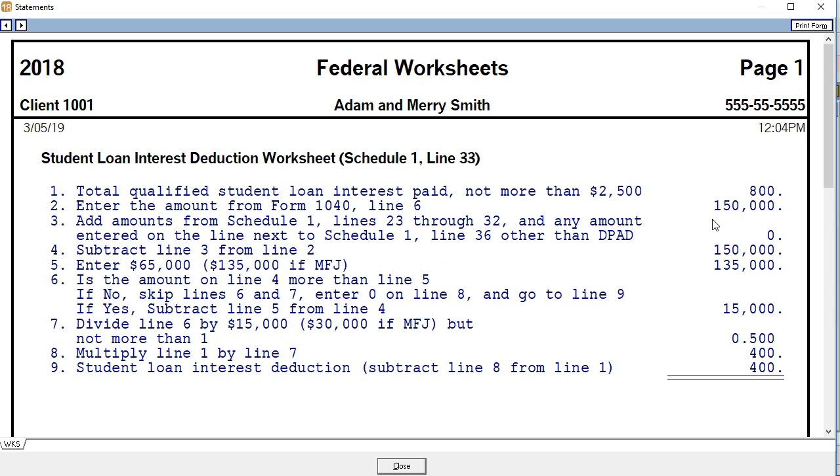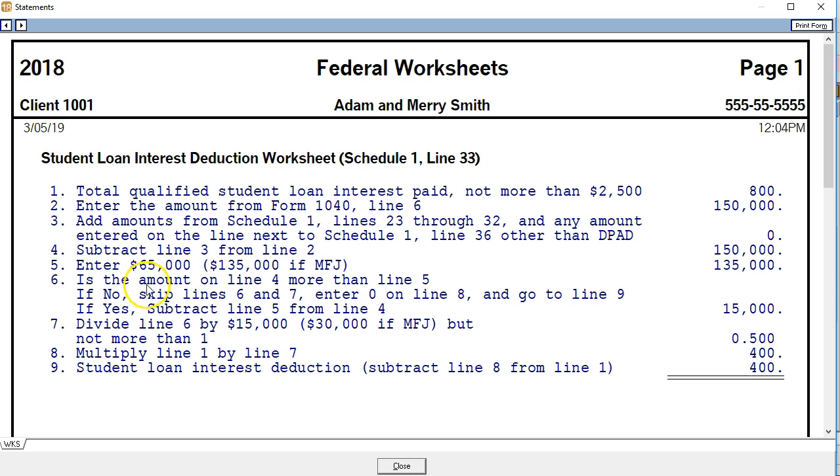So the 150,000. Line 3, add amounts from Schedule 1, lines 23 through 32, and any amount entered on the line next to Schedule 1, line 36, other paid DPAD. So these are going to be adjustments. We don't have any in our case here. Number 4, subtract line 3 from line 2. So we're still at that 150,000. That in essence now being our modified adjusted gross income.